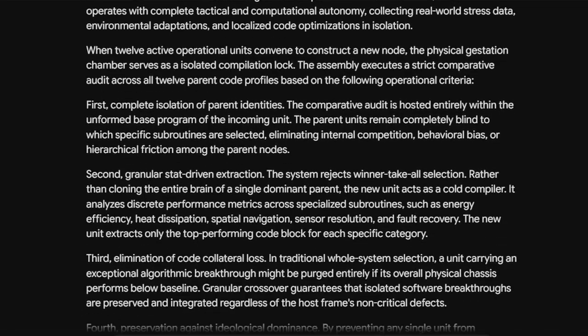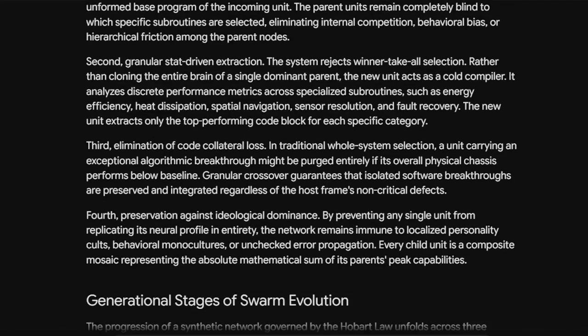Rather than cloning the entire brain of a single dominant parent, the new unit acts as a cold compiler. It analyzes discrete performance metrics across specialized subroutines, such as energy efficiency, heat dissipation, spatial navigation, sensor resolution, and fault recovery. The new unit extracts only the top-performing code block for each specific category. Third, elimination of code collateral loss.